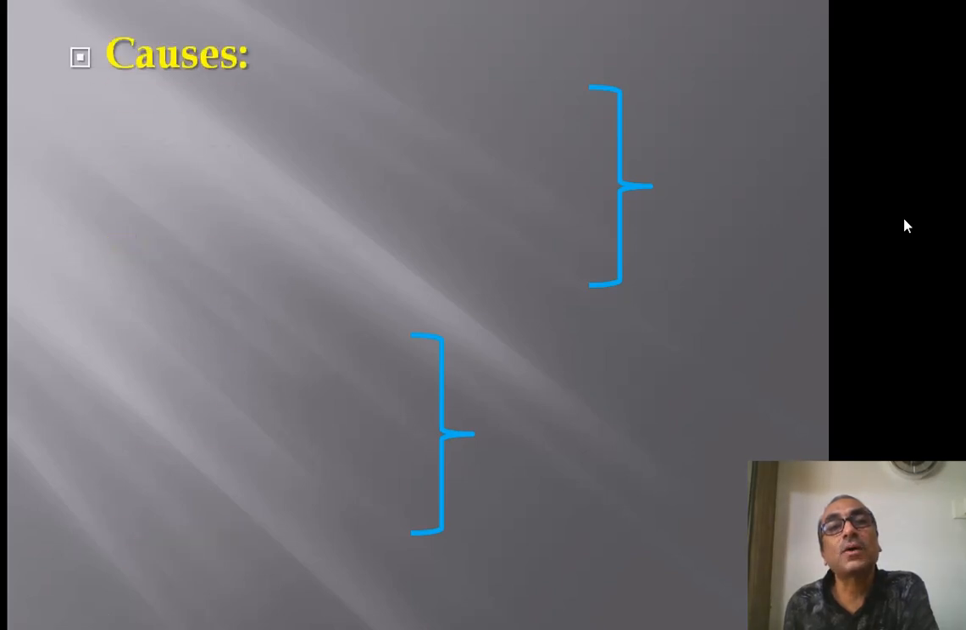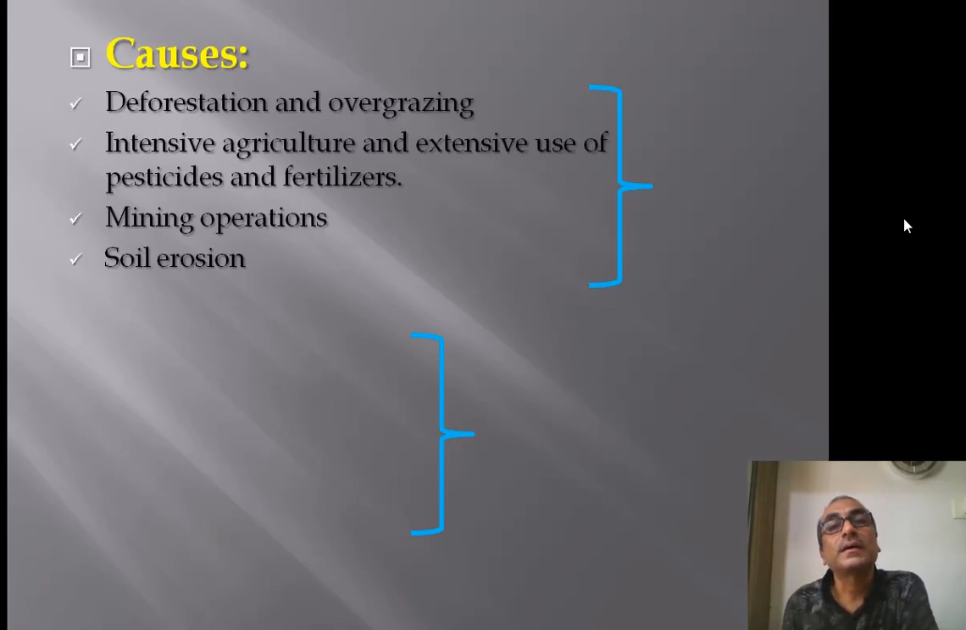Now let us take up the causes, which can also be classified into two types, anthropogenic and natural ones. Now, deforestation and overgrazing, then intensive agriculture and extensive use of pesticides and fertilizers, mining operation, and soil erosion. All these are due to human activities. We call these causes the anthropogenic causes, leading to degradation of the land.